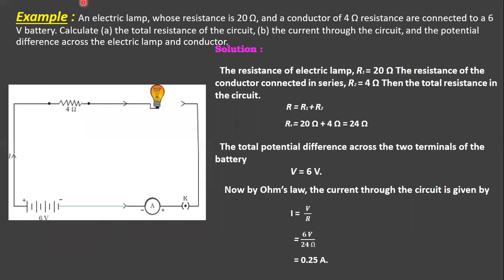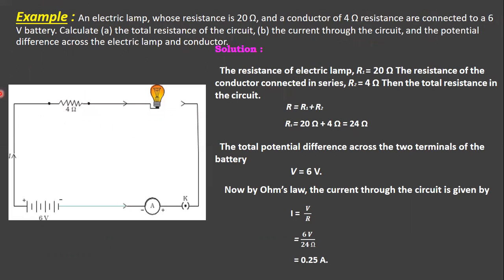Now see one example here. An electric lamp whose resistance is 20 ohm and a conductor of 4 ohm resistance are connected to a 6 volt battery. Now calculate the total resistance of the circuit, and also the current through the circuit and the potential difference across the electric lamp and the conductor.